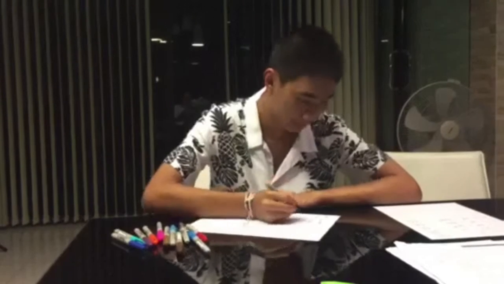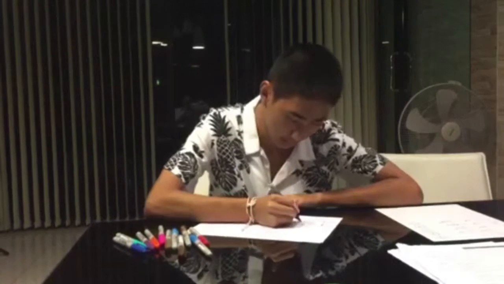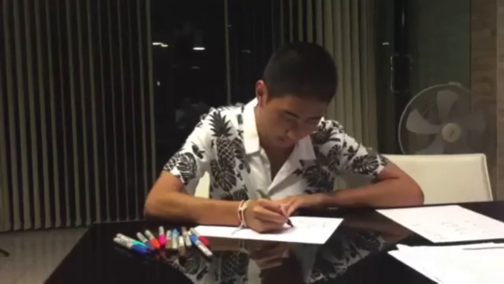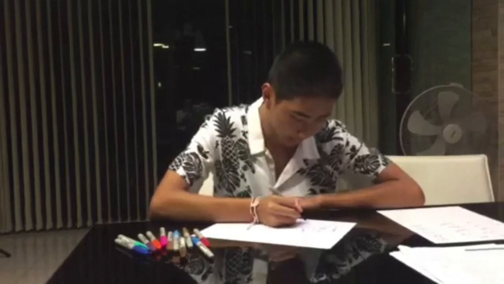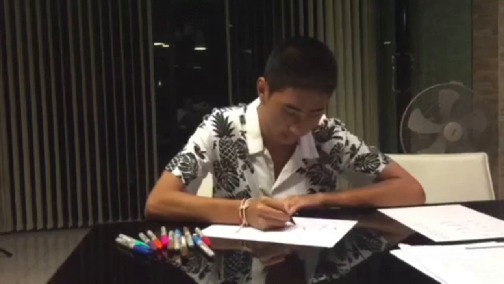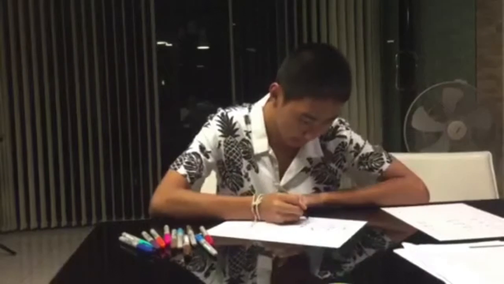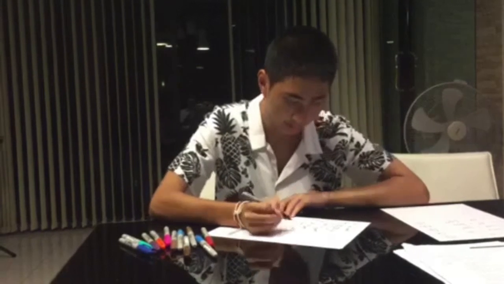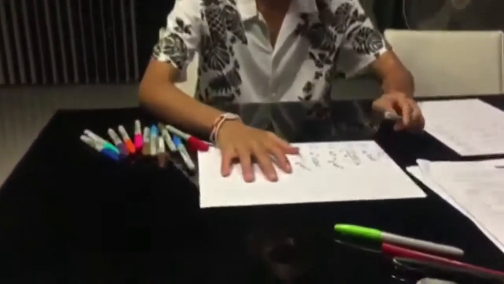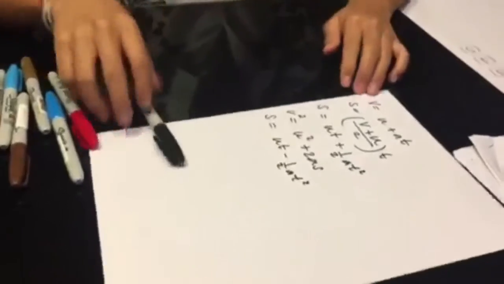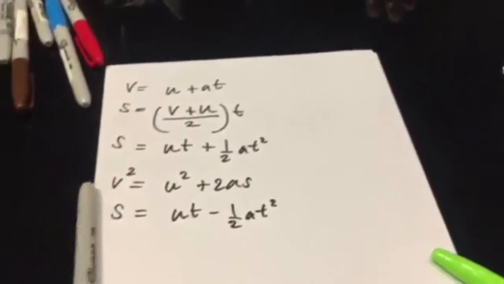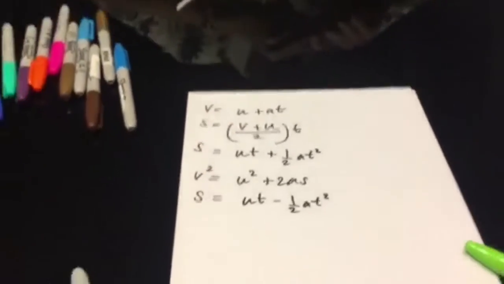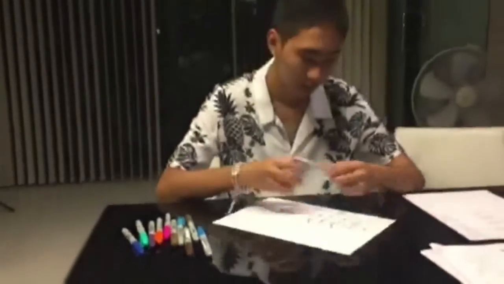v equals u plus a times t, s equals ut plus 1 over 2 at squared, and v squared equals u squared plus 2as. s equals ut minus 1 over 2 at squared. So as the formulas are here, we can see that there are variables that we can find from these.